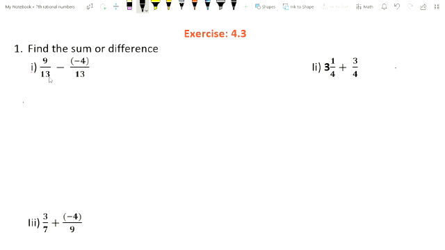First step, we have to see the denominators. Here, denominators are same. See here, 9 by 13 minus of minus 4 by 13. 13 is the denominator. Both the numbers have the same denominator. So in this case, you should write the numerator as it is. So the common denominator is 13. Write the numerator. In the first term, the numerator is 9. Next, minus sign is there. Minus of minus 4.